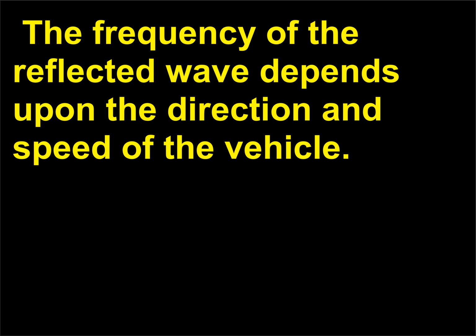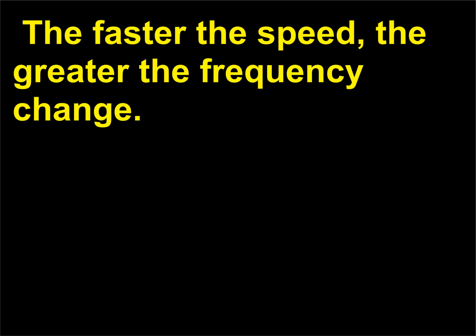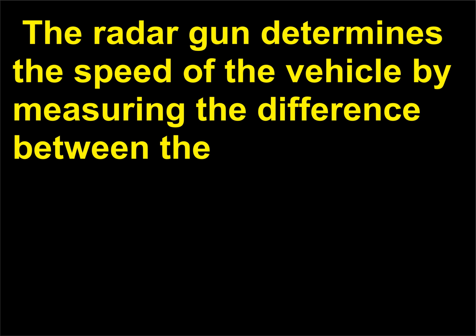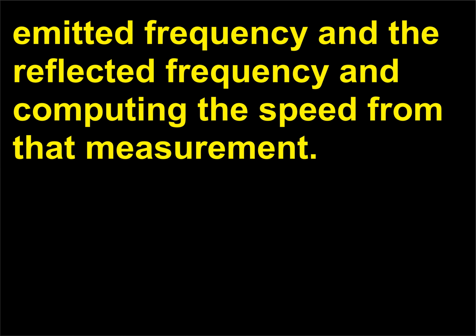The frequency of the reflected wave depends upon the direction and speed of the vehicle. The faster the speed, the greater the frequency change. The radar gun determines the speed of the vehicle by measuring the difference between the emitted frequency and the reflected frequency and computing the speed from that measurement.